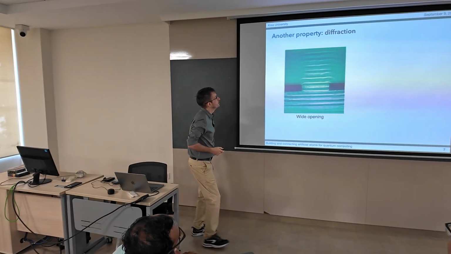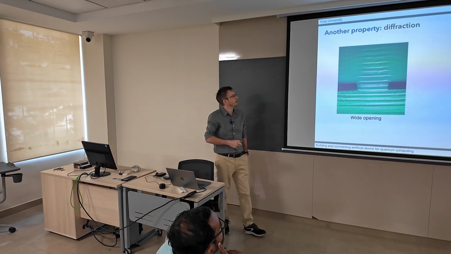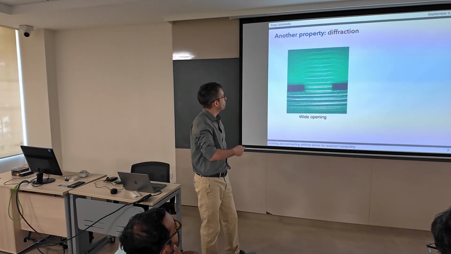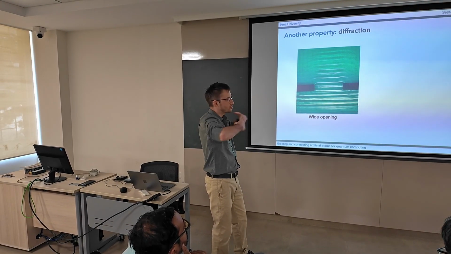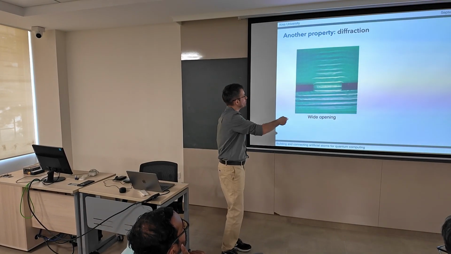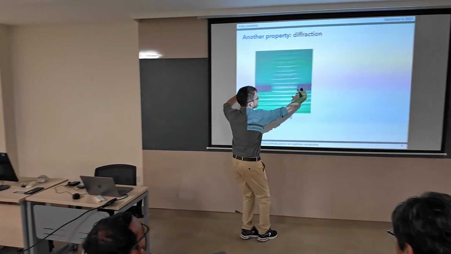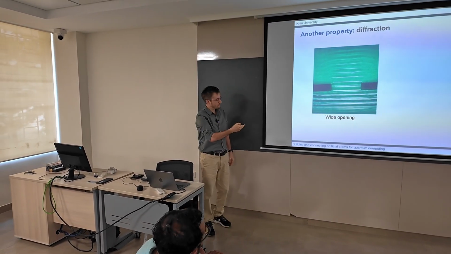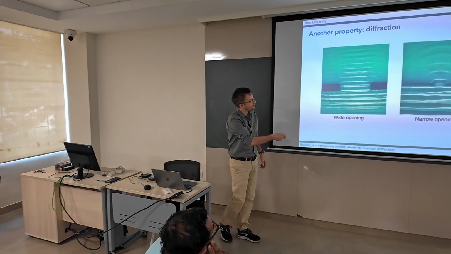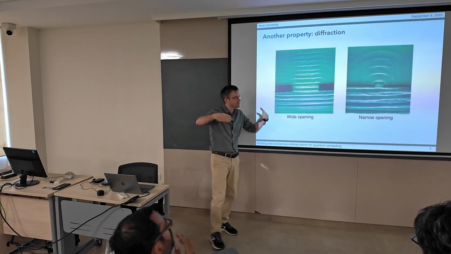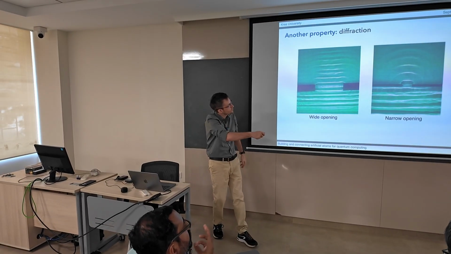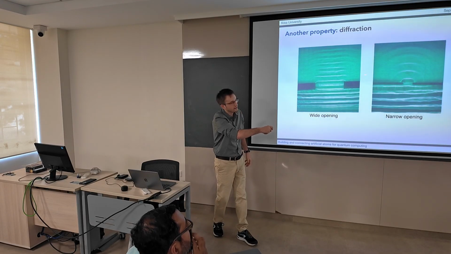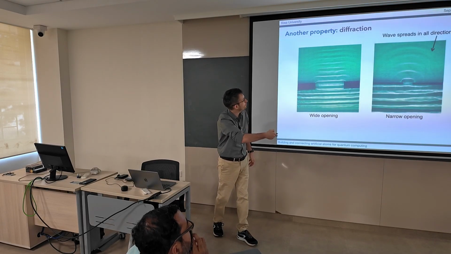So that's interference. The other important property of light is what happens when a wave goes through a narrow opening. If it goes through an opening that's large enough, like this, it just goes through, no problem. What if the light goes through a narrow opening? Then the light gets squeezed in, and it starts to propagate in all directions, in this way. That property is known as diffraction.